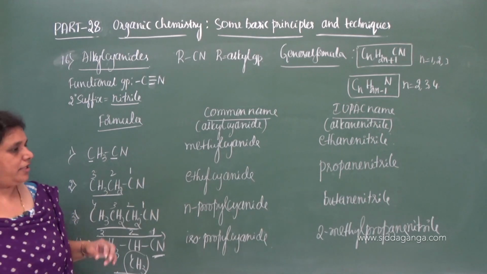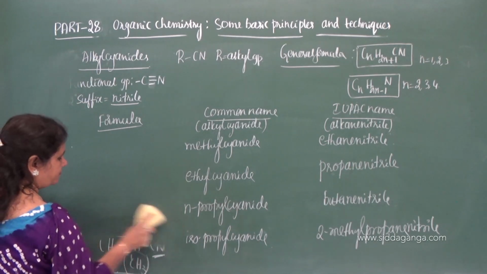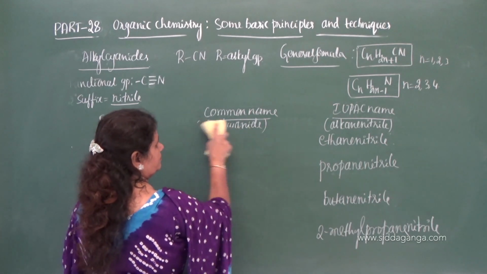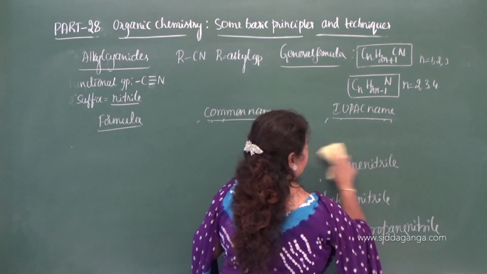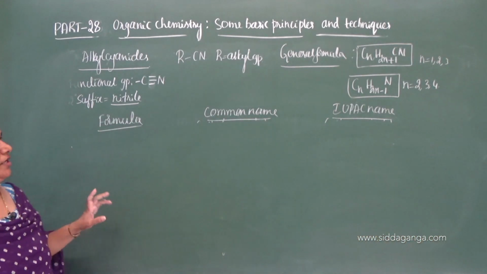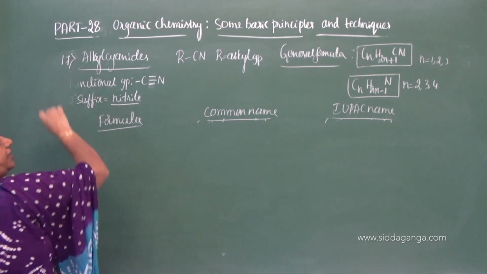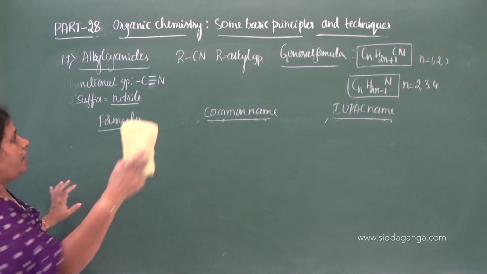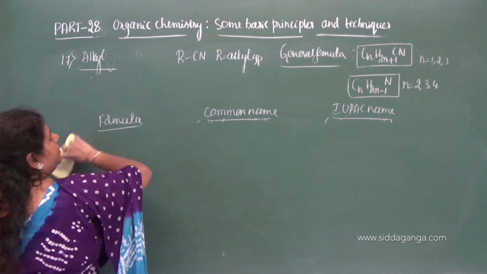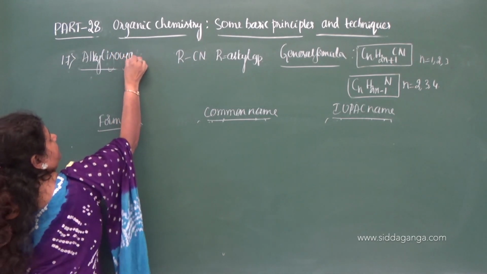So let us move on to the next one, that is the 17th. The next one is the derivative of the same. It is nothing but alkyl isocyanide. We have to put only alkyl isocyanide.